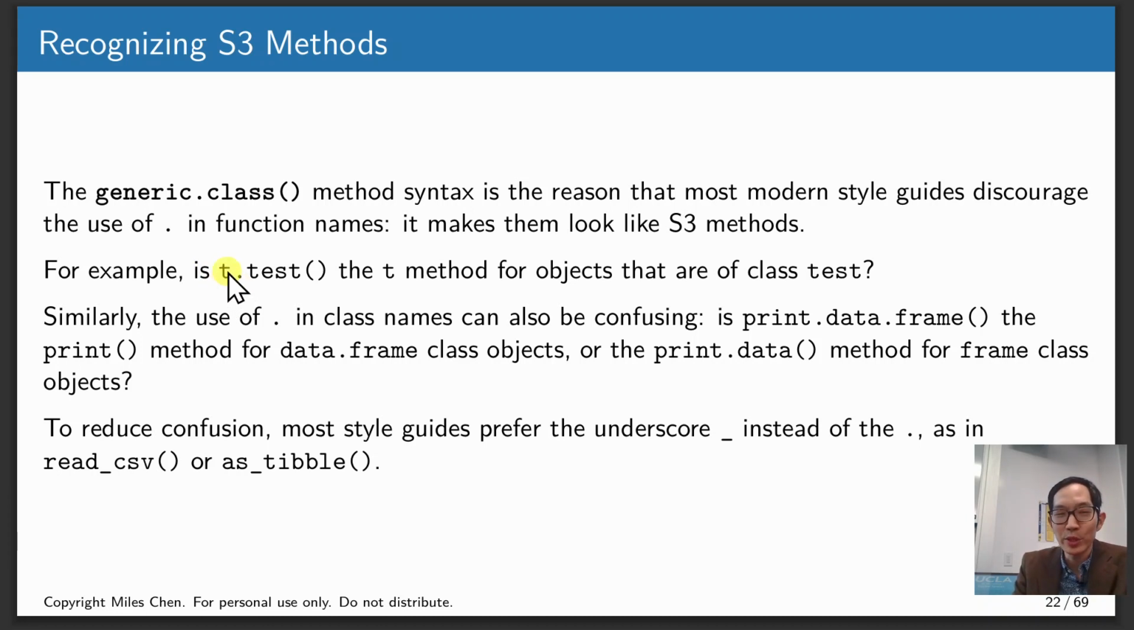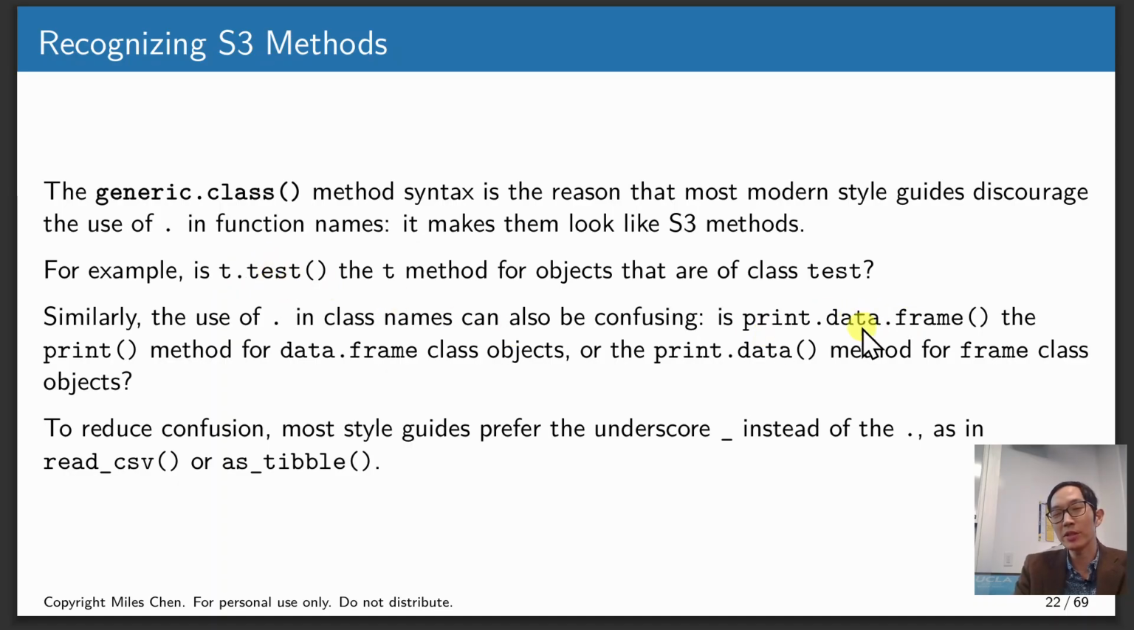For example, we have t.test, and t.test conducts a 2-sample t-test, where you calculate the central limit theorem and compare the means of two groups. Now, the way this is written, it looks like it is the t method for test class objects. It looks like that, but in reality, it is its own function that conducts a 2-sample t-test. The way it's written, it looks like the t function, which exists to transpose. We use t to transpose matrices. It looks like the t method for test class objects.